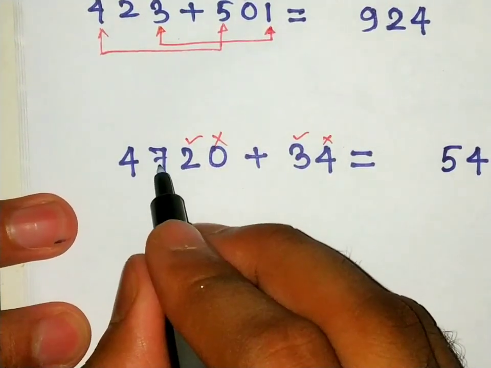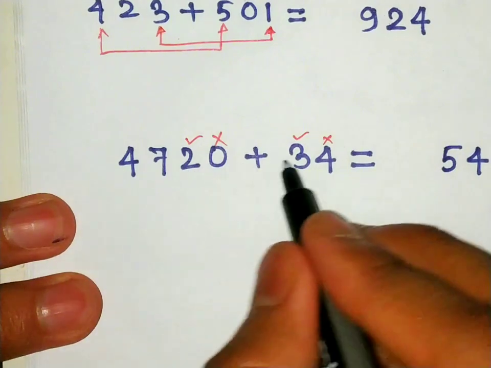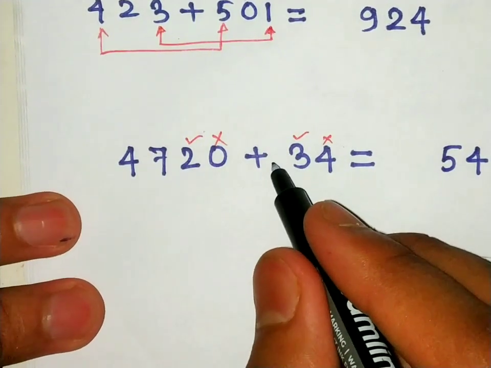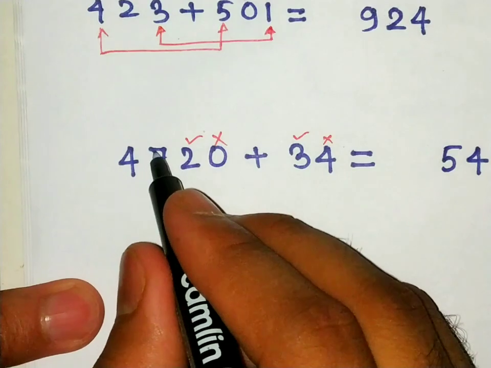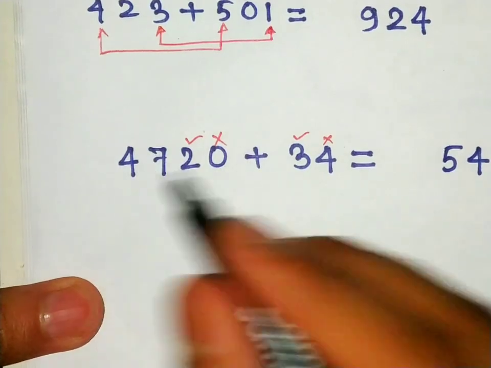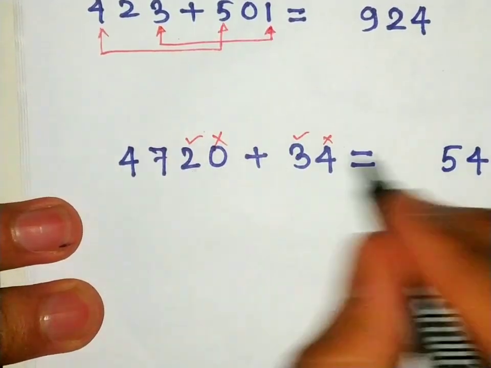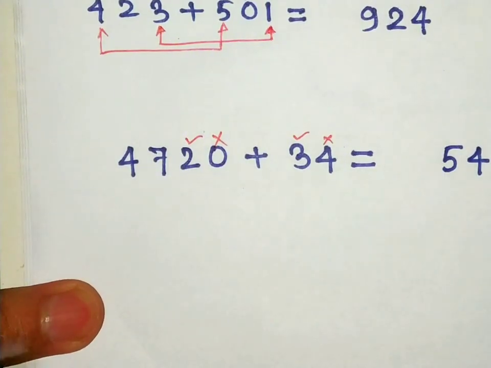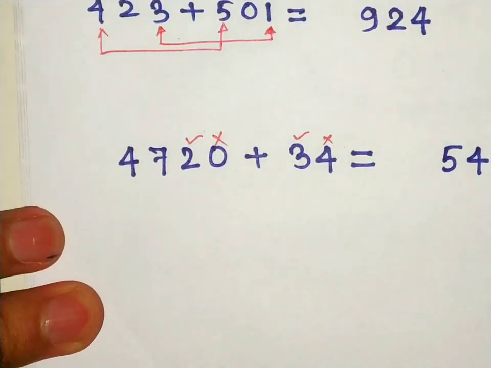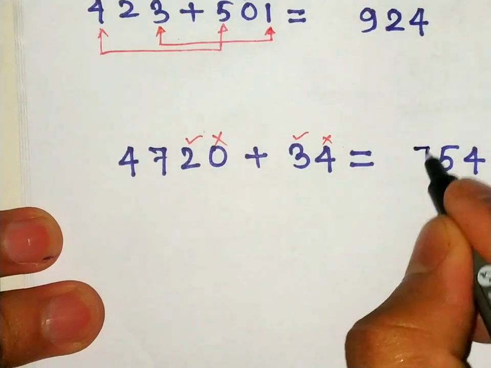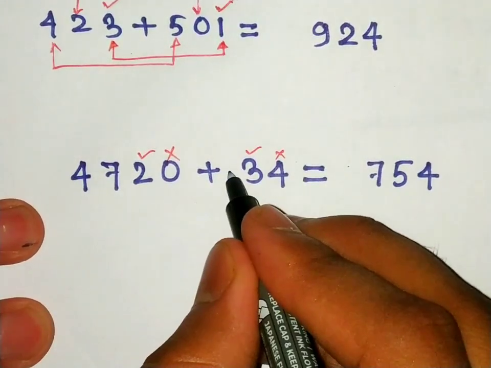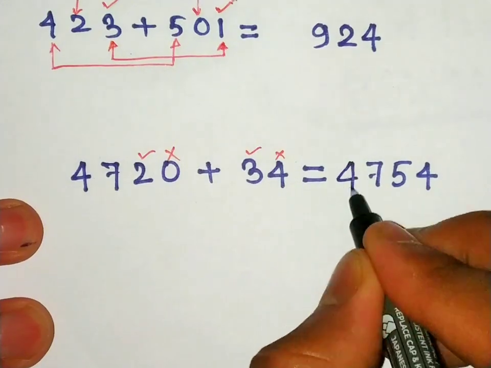Come to the third number. The third number here is 7, but here is no third number. So simply note down the third number, 7. Keep in mind, was there any left carry? No, there was no left carry. So 7 is 7. The fourth digit is 4, and there is no other fourth digit. So write down here 4.